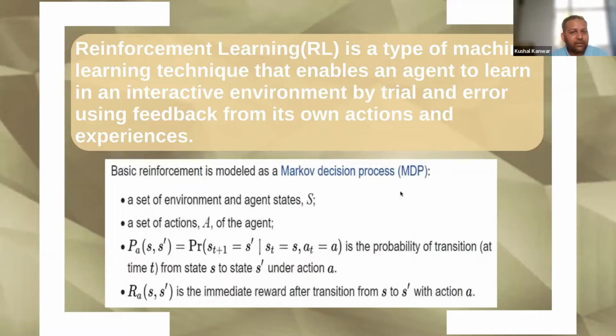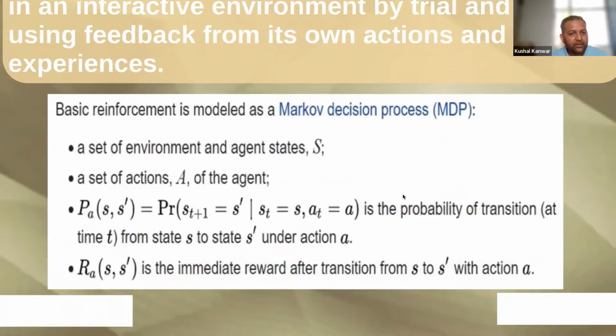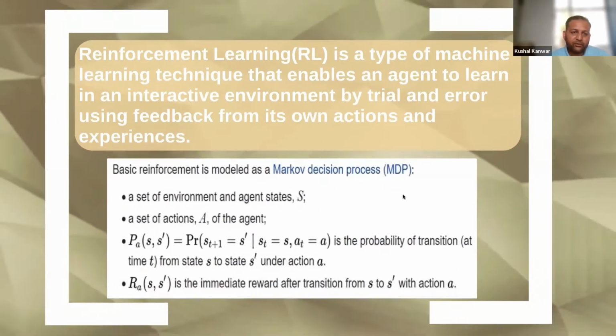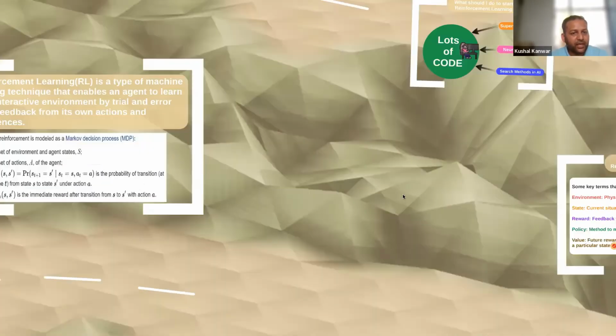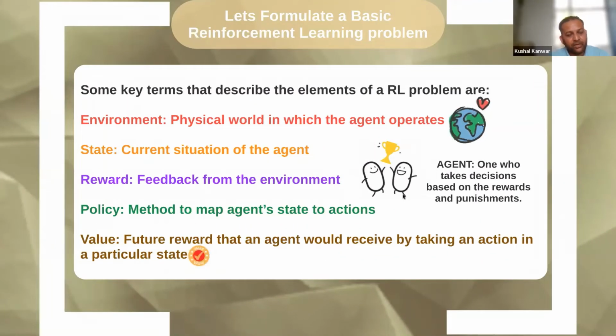So this is the basic definition of reinforcement learning. These are the four things which we are going to have: a set of states, a set of actions which the agent can take, and a probability matrix on the basis of which the agent can transition from one state to another state.